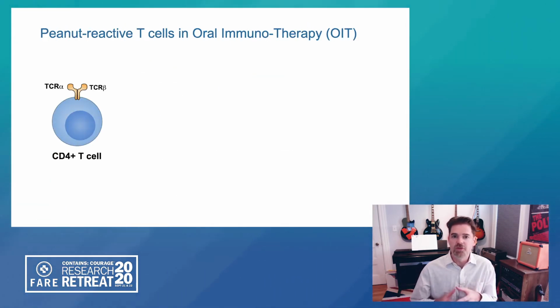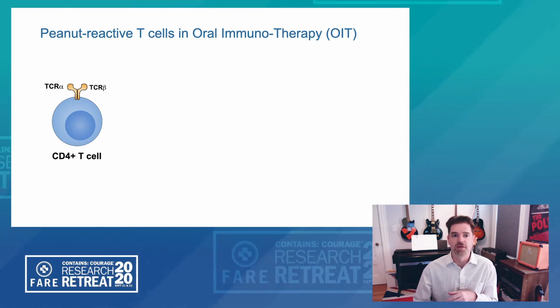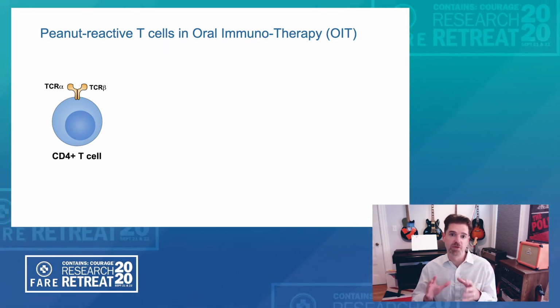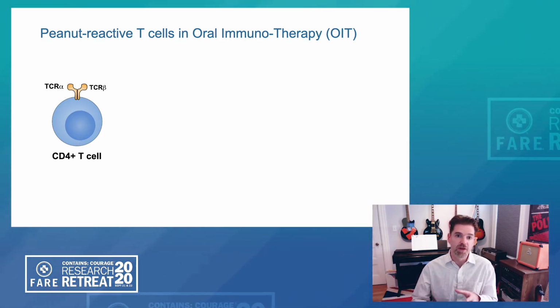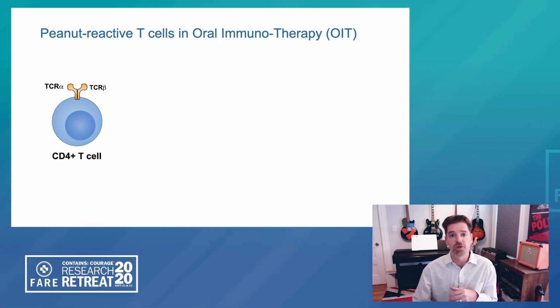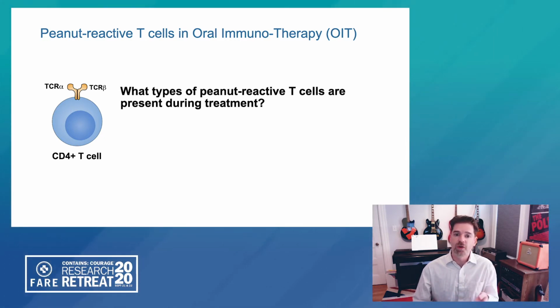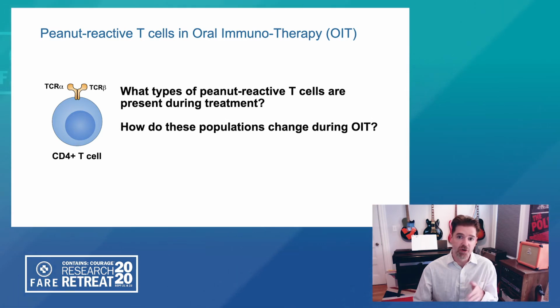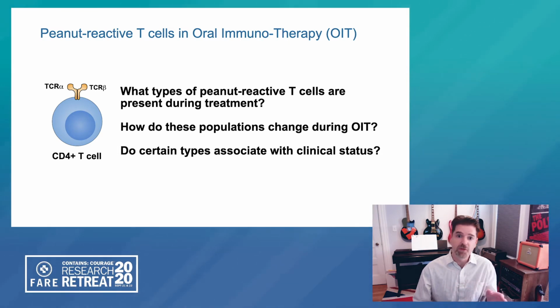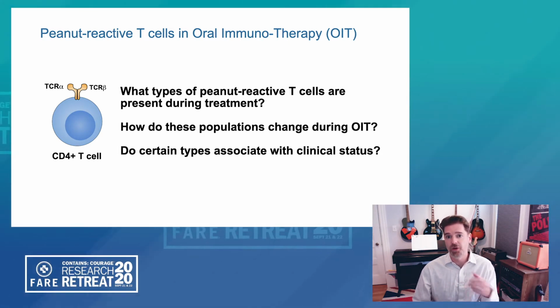The questions that we've been interested in asking in this study are related to what are the features of the peanut reactive T cells during the course of OIT. Some features of these cells might include the type of cell that they are based on phenotype, as well as the receptors that they express uniquely that identify them within their clonotypes. So the questions we're asking here are: what types of peanut reactive T cells are present during treatment? How do these populations change during the course of oral immunotherapy, if at all? And how do these cells, based on the sequencing data that we're going to obtain, relate to clinical status?